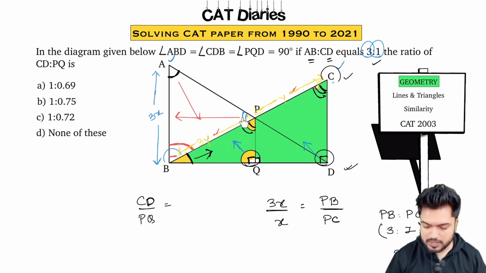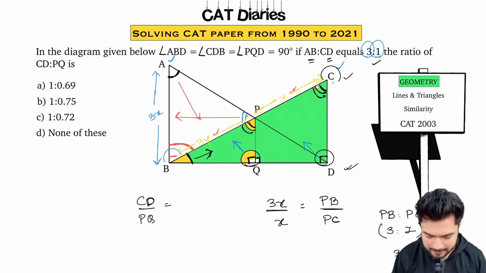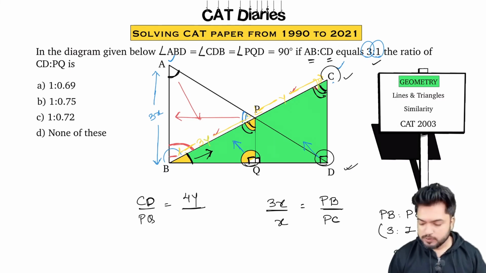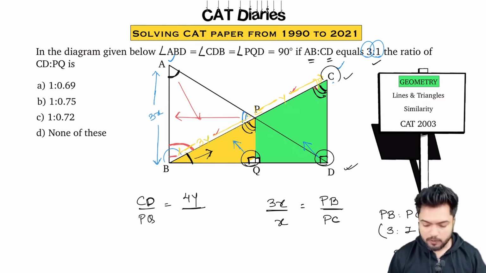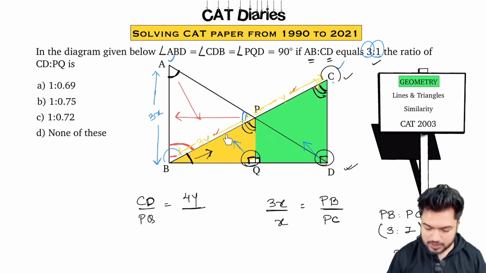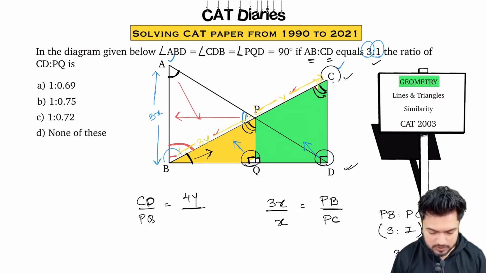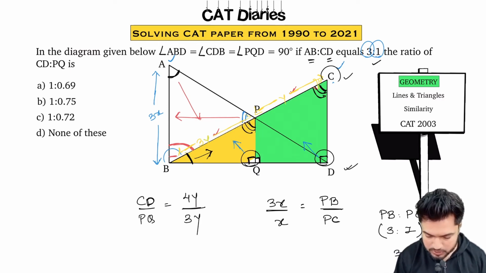So this is 90, side opposite to this is this, which is 3y plus y. That is equal to 4y. Upon side opposite to 90 in this yellow triangle, if you put this here, side opposite to 90 is this, which is 3y. Okay, 4y upon 3y. That's all. You got the ratio now.